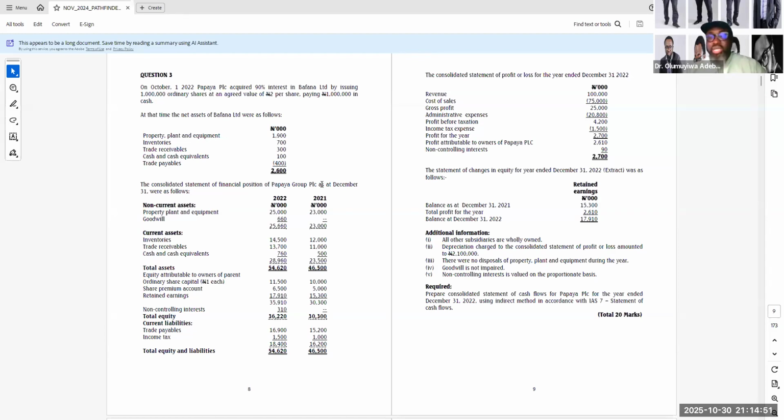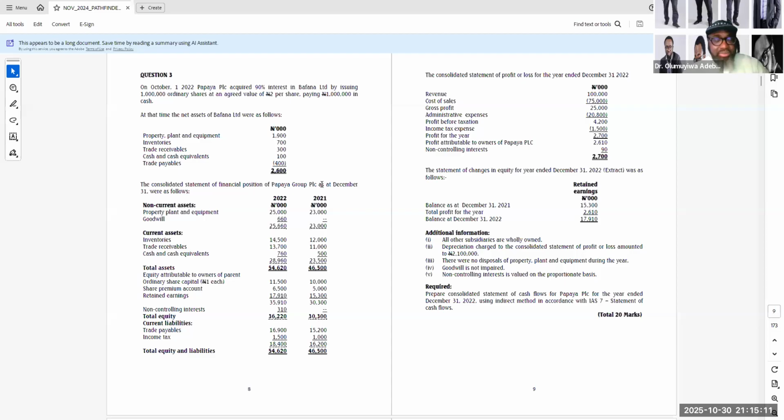And though cash is king, profit is very important for survival in the long future. And therefore, we tried to establish the relationship between profit and cash, and that is what brought about the indirect method of presenting our operating cash flows.